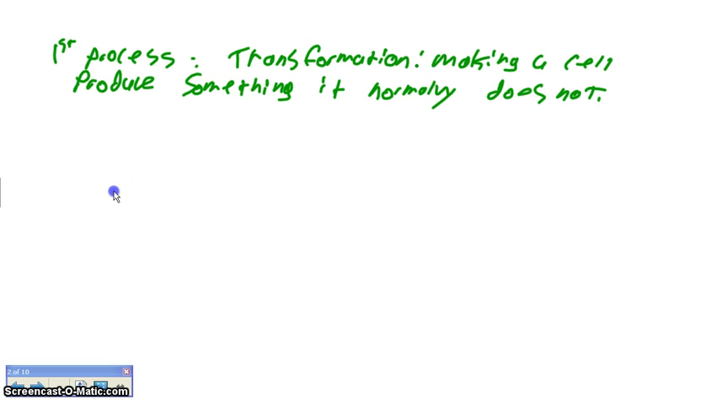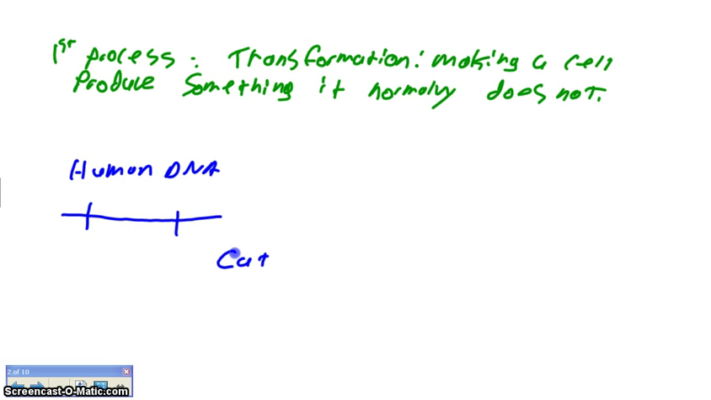But now that we have transformation, we can actually put human DNA into bacteria, and we can have that bacteria make insulin, which is something that it normally does not. So it's a relatively simple, straightforward process if we just look at the basics of it. So we're going to take some human DNA, and human DNA, remember, chromosomes are linear. So we're going to cut the human DNA with EcoR1, which, remember, makes sticky ends.